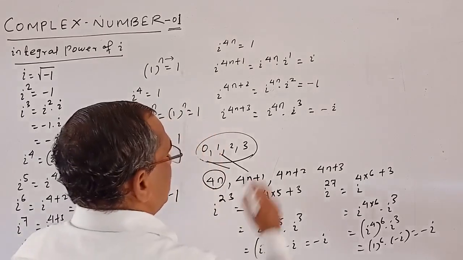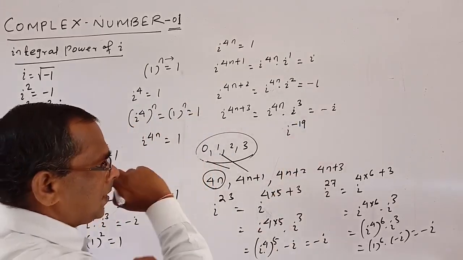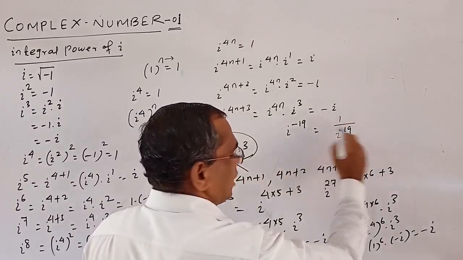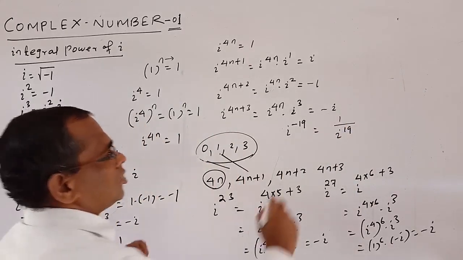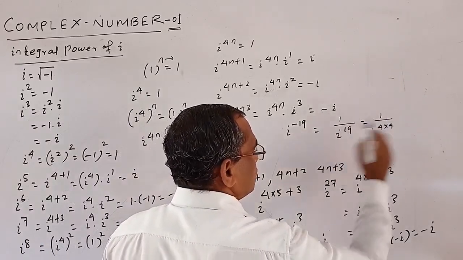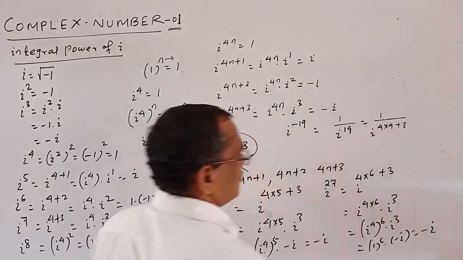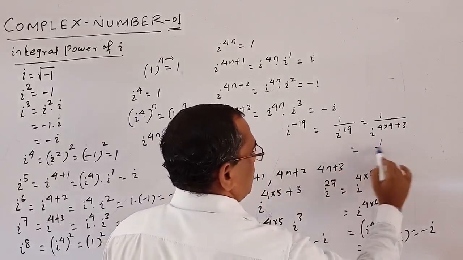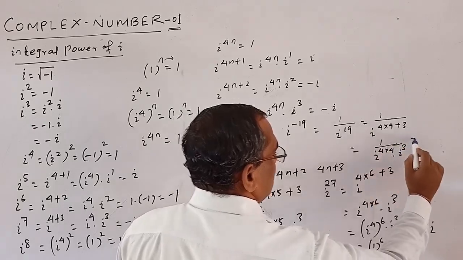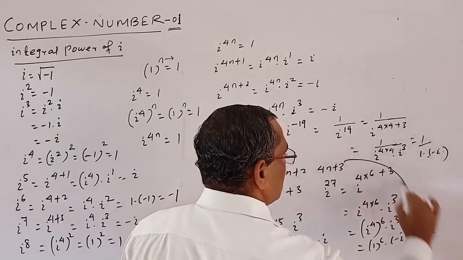Next, suppose i to the power minus 19. So i to the power minus 19 means 1 by i to the power 19, since it is a negative power. So 1 by i to the power 19 means 1 by i to the power 4 into 4 plus 3, which is 16 plus 3. So this is i to the power 4 into i cube, so this is 1, so 1 by 1 into i cube, which is minus i.